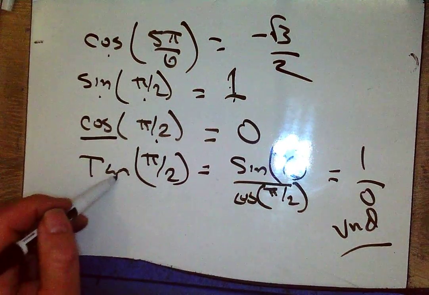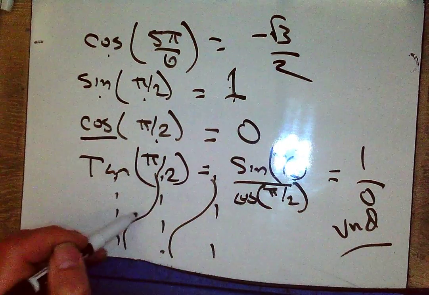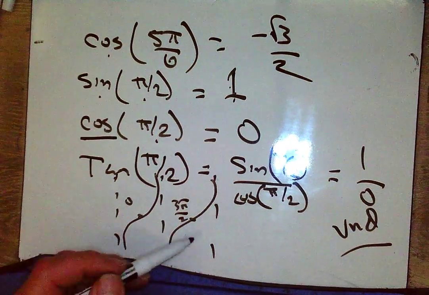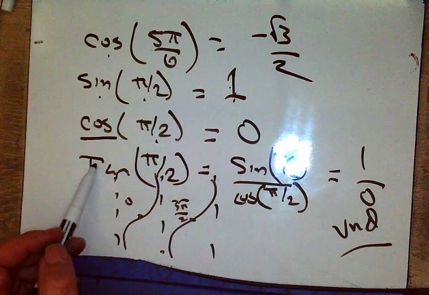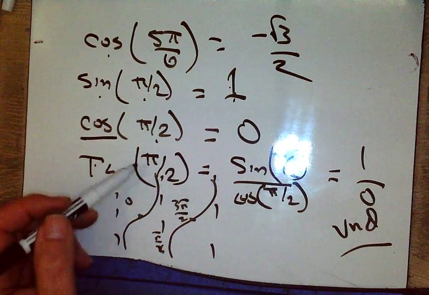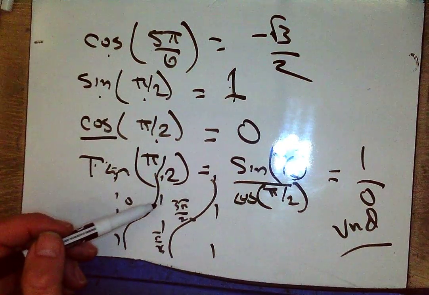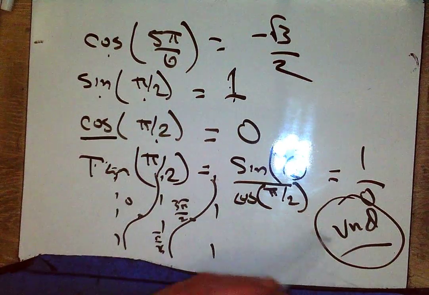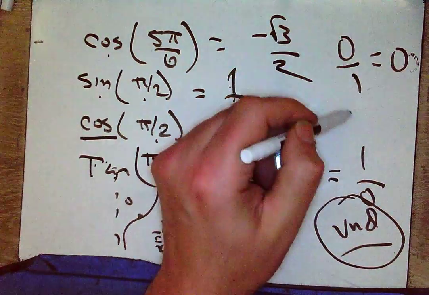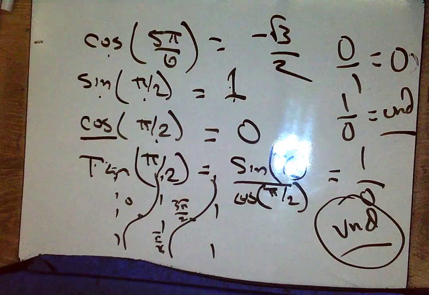And you know what? That makes sense because on the tangent graph, I can see that at pi over 2, this is pi over 2 here, it's a vertical asymptote. Yeah, tangent has a vertical asymptote at pi over 2. That's why we're saying tangent of pi over 2 is undefined. Remember, 0 over 1 is 0. 1 over 0, undefined. They are not the same thing.